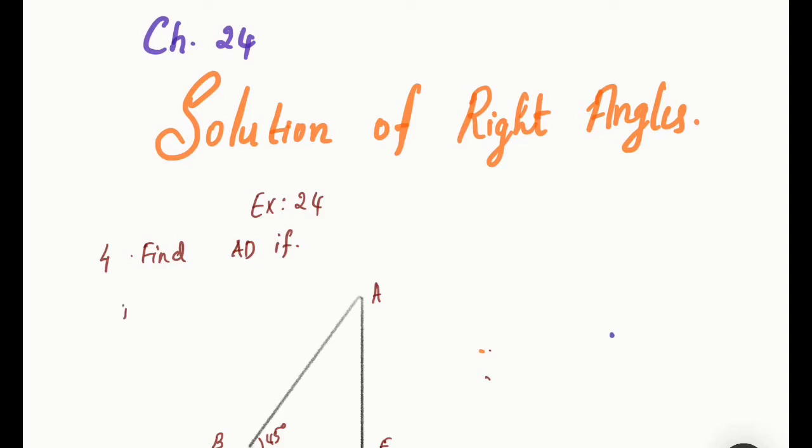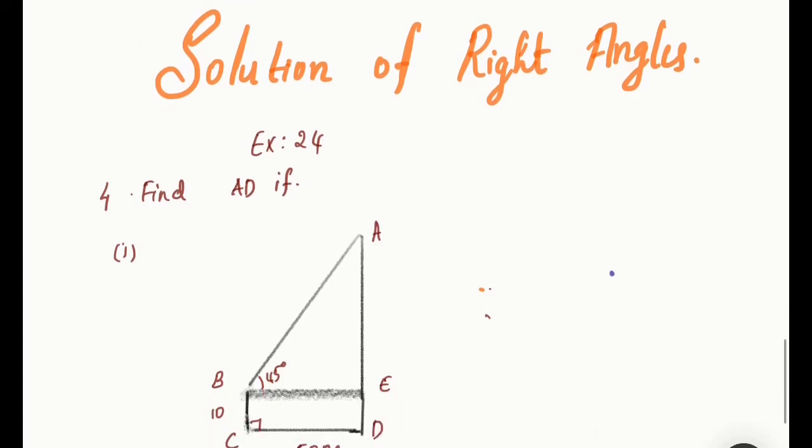The first sub question of the fourth question is: find AD. The given figure is like this. So how do we find it out? Let us see what all you can find out from the figure. If CD is 50 meter, I can easily write BE is also 50 meter. This is a rectangle. Similarly, if BC is 10, ED also will be 10.